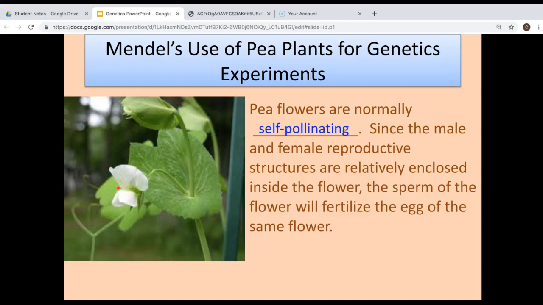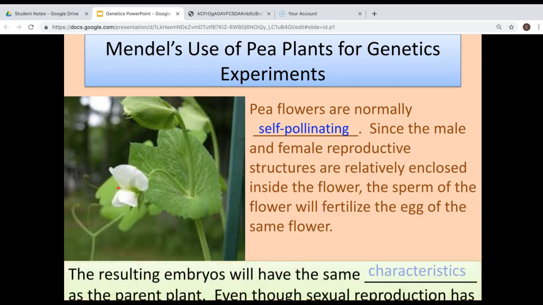Since male and female reproductive structures are really close, generally the sperm from one flower fertilizes the egg of the same flower, so that's what we call self-pollinating. The resulting embryos have the same characteristics of the parent, which makes sense because the parent is the child, so to speak. The parent has the kid.